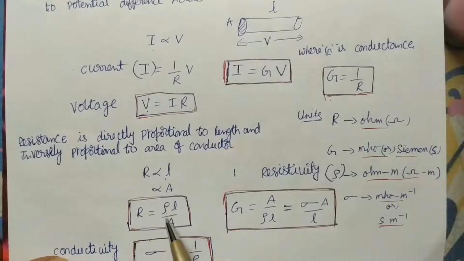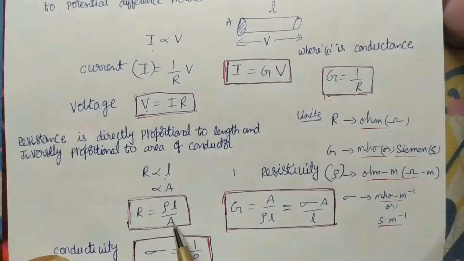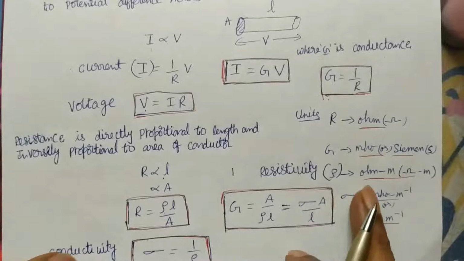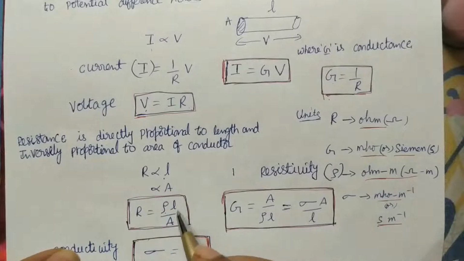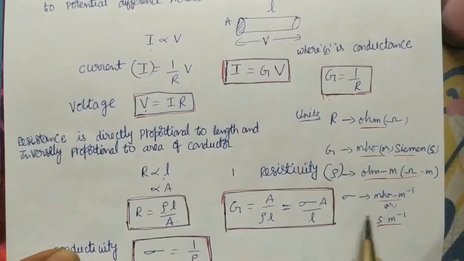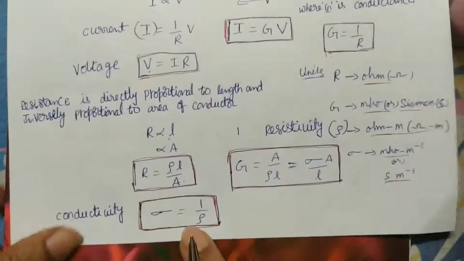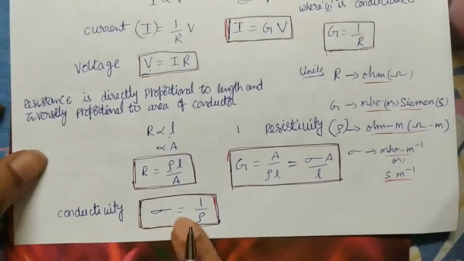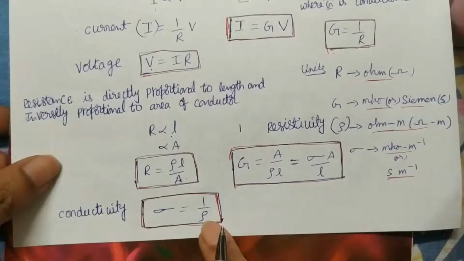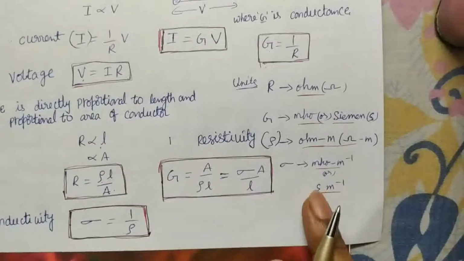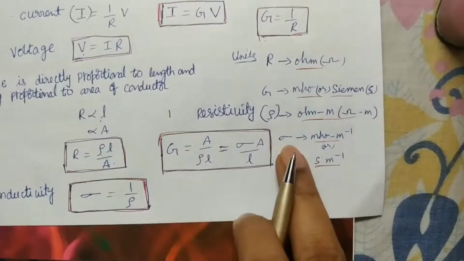Specific resistance means the resistance of the conductor which has unit length and unit area of cross section. The unit of resistivity is ohm meter, since L is meter and A is meter square. The reciprocal of resistivity, or specific resistance, is called conductivity, represented with sigma. Conductivity is 1 by rho. Its unit is mho meter inverse, or Siemens meter inverse.